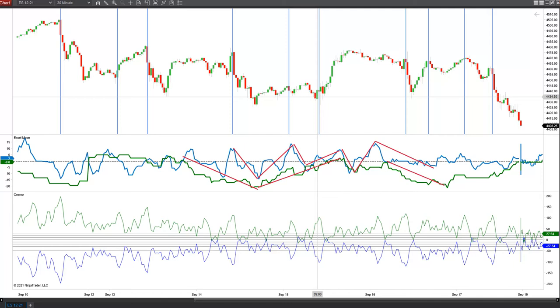This one sets up a really nice long. Another nice short on the 16th. Another nice short late in the day. Not my trading time, but it worked. Then again on Friday, two triggers there, two nice short triggers.